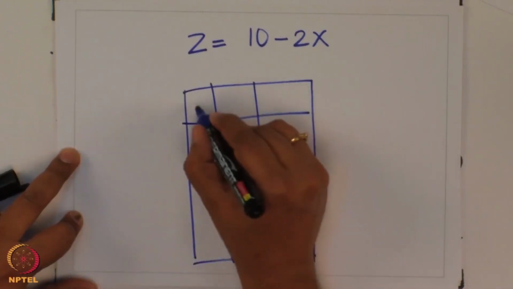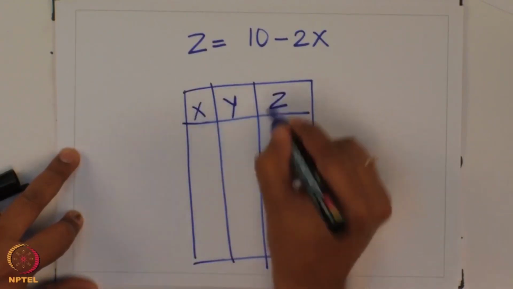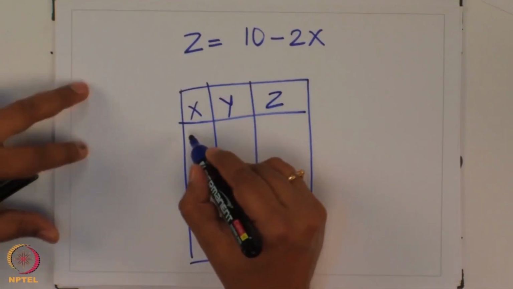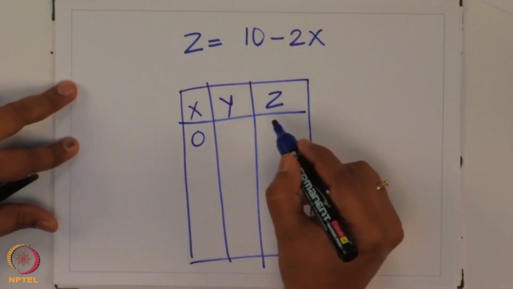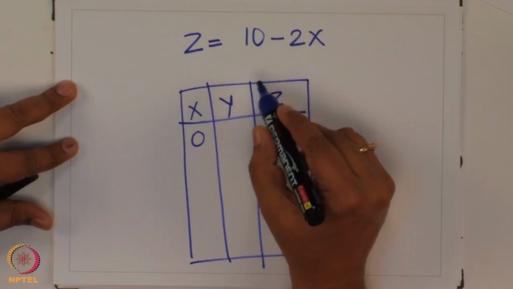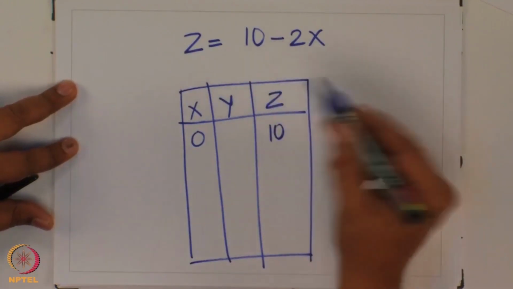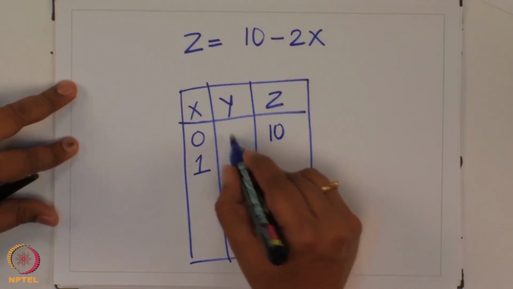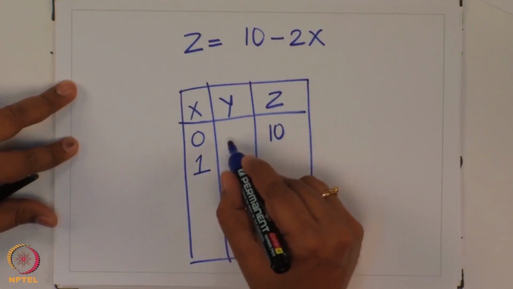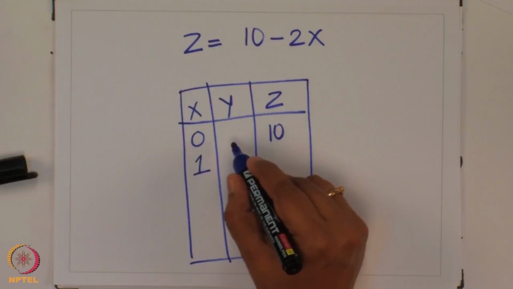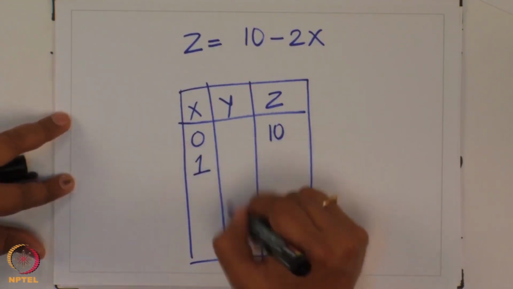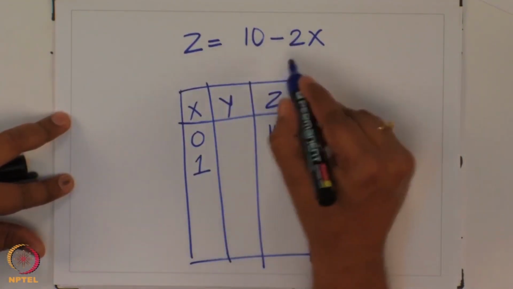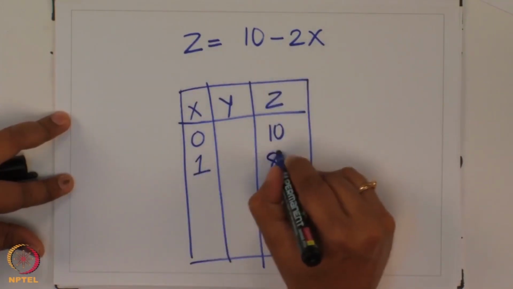So we have x, y and z. If I just take x value 0, z will be 10 minus 2 times 0, which is 10. If x is 1, it doesn't matter whatever the value of y is. I can put any value of y I want, and z will be independent of the y value. So z will be 10 minus 2, which is 8.